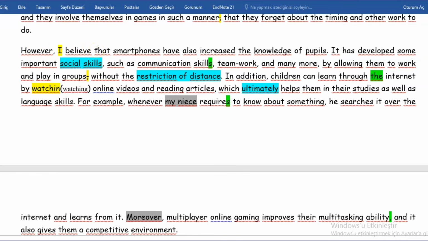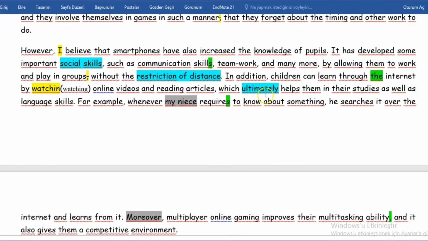I believe that smartphones have also increased the knowledge of pupils. Great, not avoiding from saying children. It has developed some important social skills such as communication skills, teamwork, group work, and many more. Ranging from communication skills to teamwork, no need for here, by allowing them to work and play in groups without the restriction of distance.